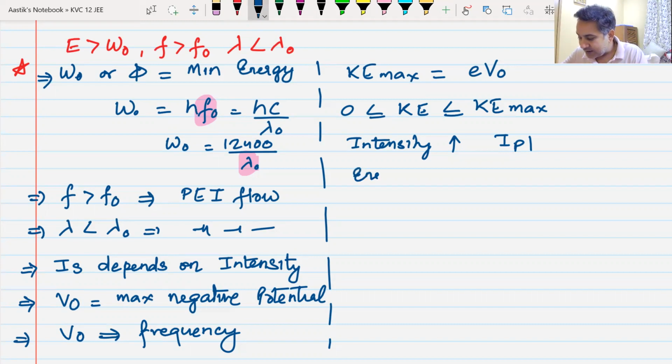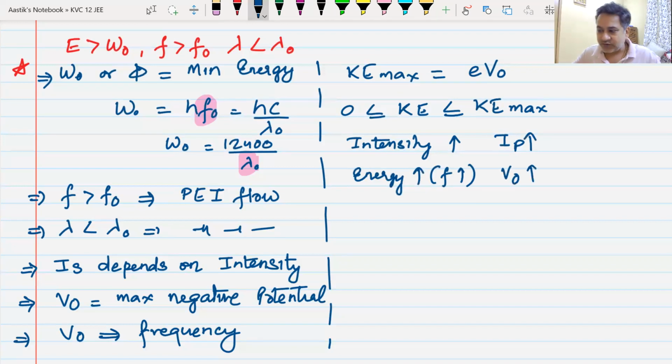If you increase the energy of radiations, or in other words you increase the frequency of radiations, the value of the stopping potential increases. Do we understand this? Now this is the entire chapter at a glance. If you can remember these things, you are good to go. I'll give you 2 minutes to note them down.